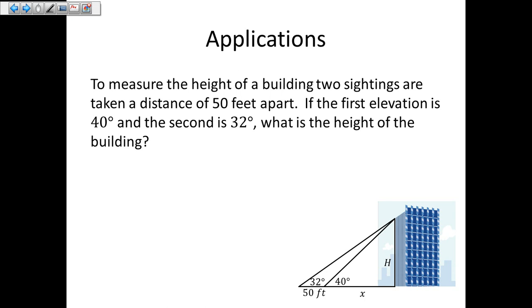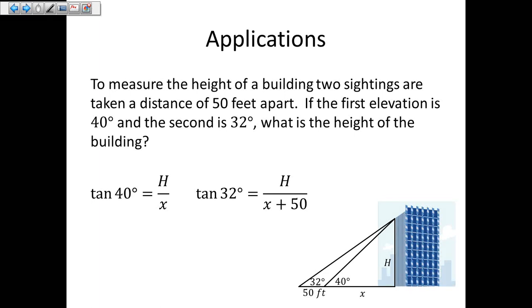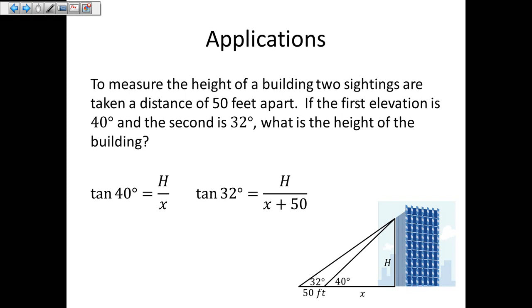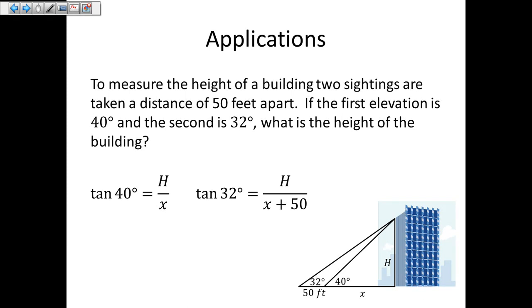We don't know x. Well, how about we find h in terms of x by taking two tangents. The tangent of 40 degrees has to be equal to h over x. The tangent of 32 degrees has to be h over x plus 50. Now that we have two equations with our two unknowns, h and x, we can solve for these.